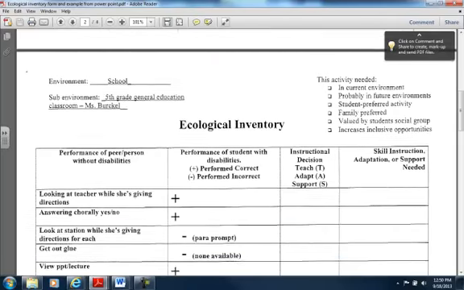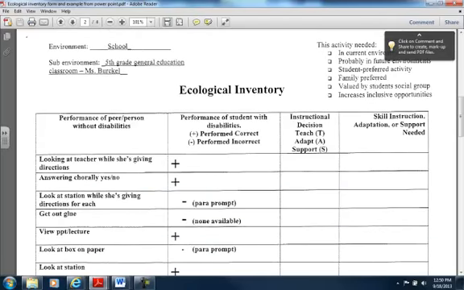Below here we do see some examples. They've filled out a few for you. This is a 5th grade general education classroom. So our big environment is school. Our sub-environment is the 5th grade classroom. And we're looking at all the peers without disabilities within that classroom.